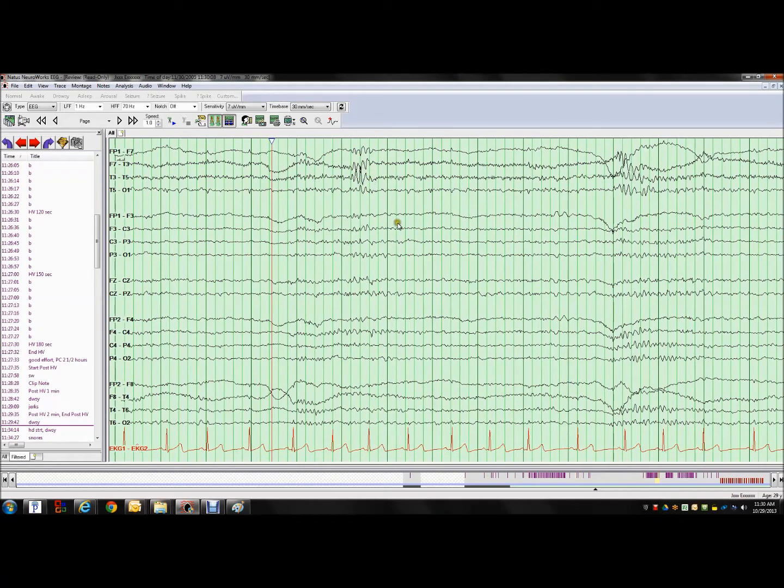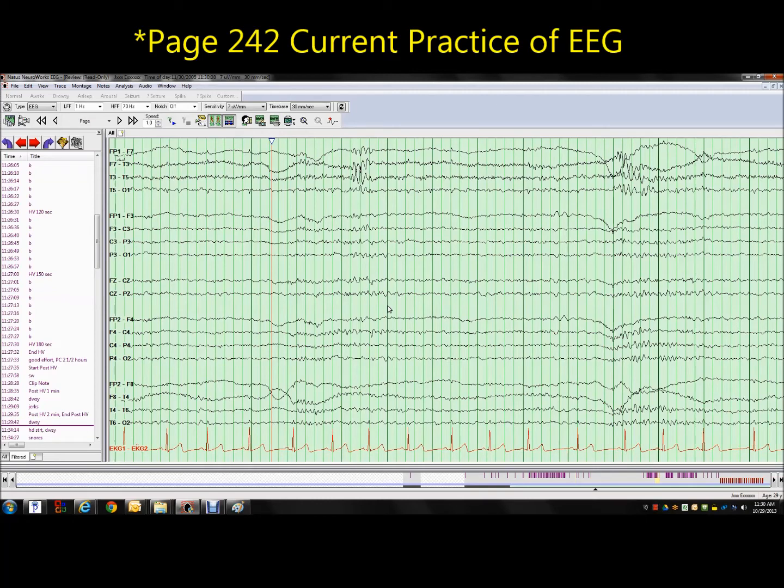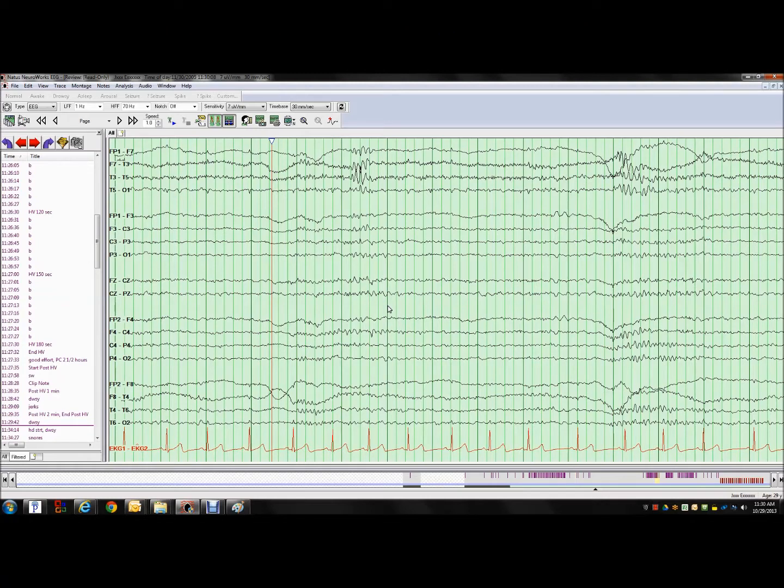wicket spikes. Okay? And wicket spikes are a benign EEG variant. They're considered normal. They have no clinical significance. They have no relation to epilepsy or any other known disease state or abnormality. Okay, so they've been defined as a normal variant.